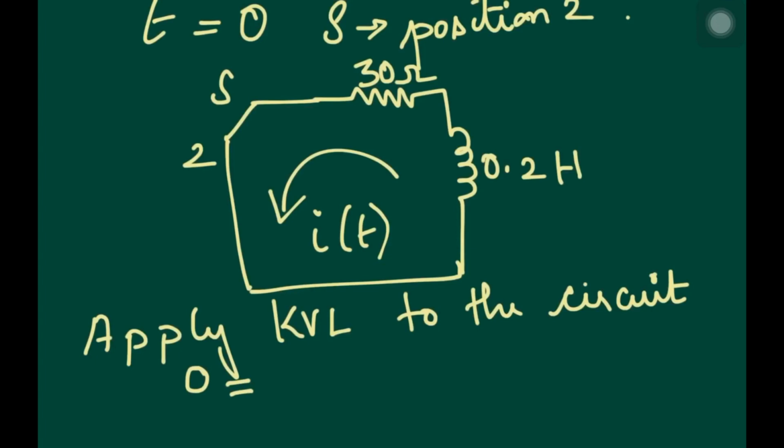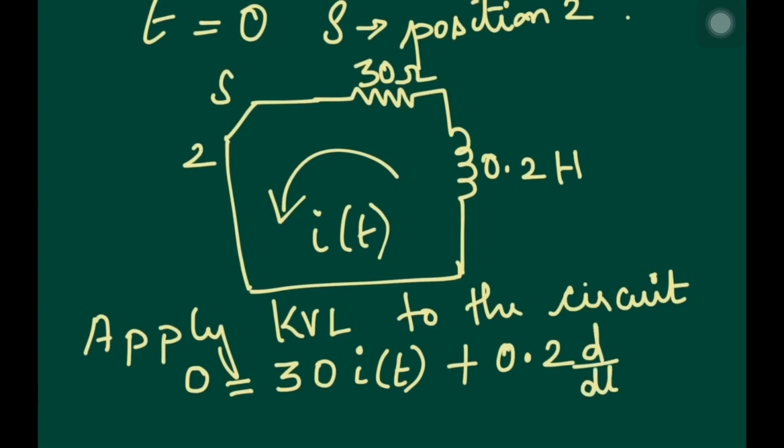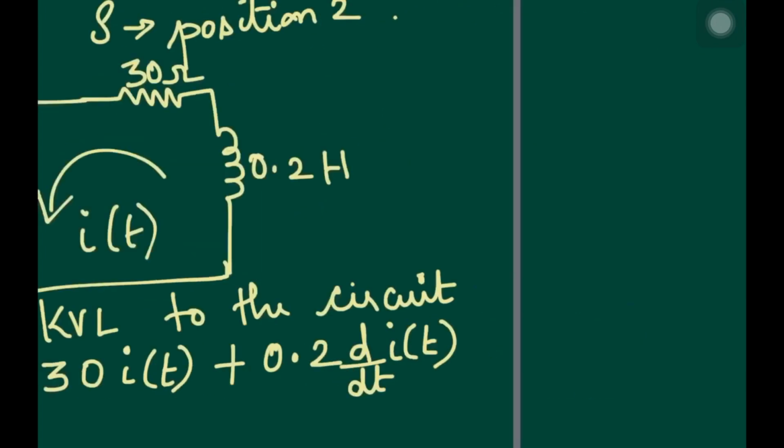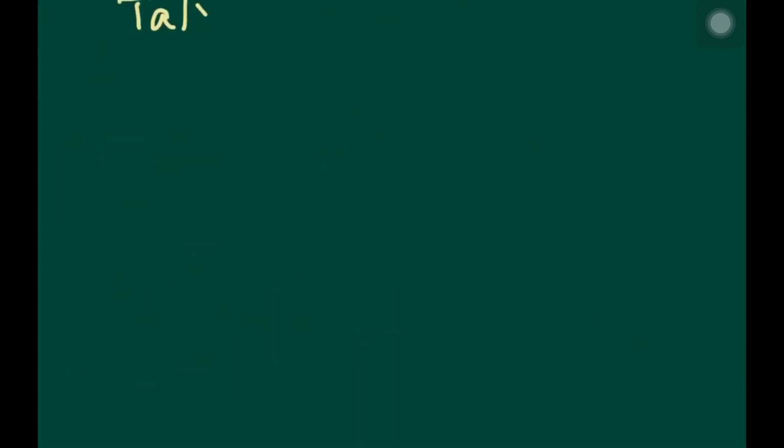Apply KVL to the above circuit, and we get sum of sources equal to sum of voltage drops. Now, the circuit has no source, so it is equal to 0, which is equal to the sum of drops. One is the resistive drop, the other is the inductive drop. Therefore we have 30 I of t plus 0.2 d by dt of I of t. So this is the expression we get governing this circuit by applying KVL.